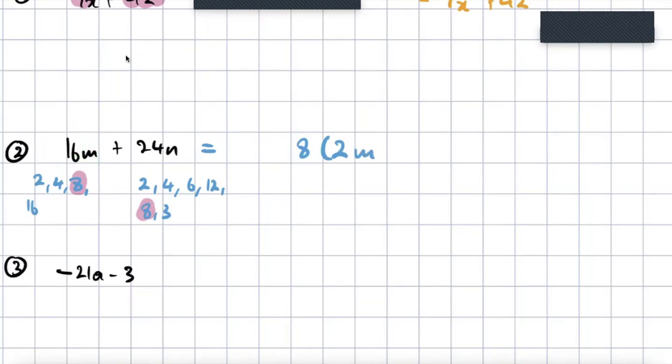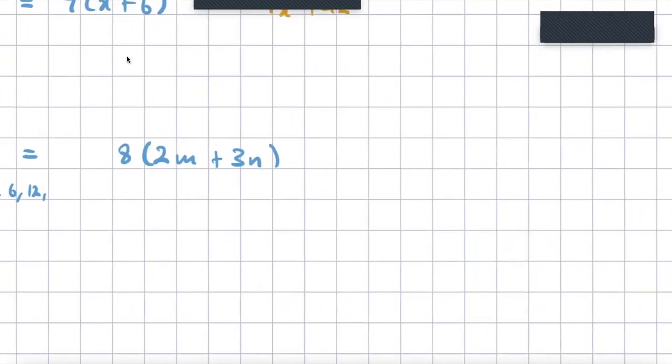And then I do the same thing for the second term. So plus, and now I ask myself, what do I multiply 8 by to get to 24? And the answer is 3. And I haven't changed any of the letters there, so I'm left with 3N. We could have done that in more steps. It just means that we're a little less efficient.